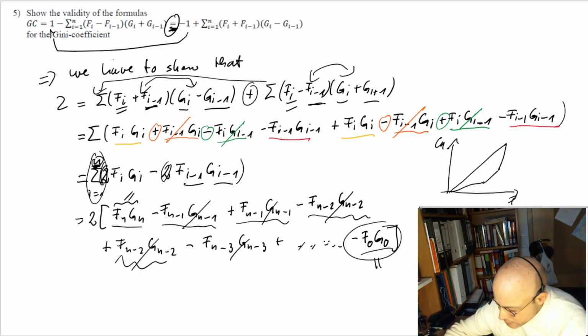So here we have 1, 1, and this is G0 and F0.